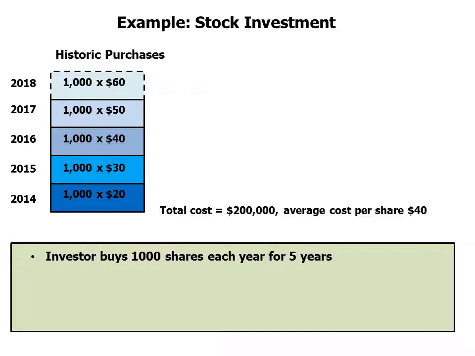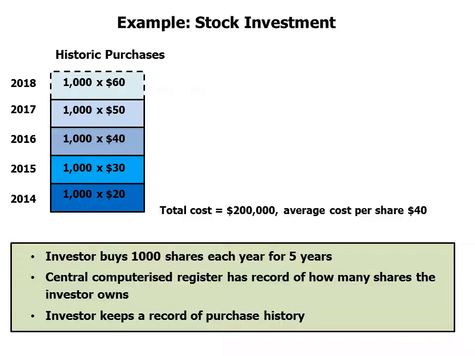The total cost of the 5,000 shares that the trader bought is $200,000, and that gives an average cost per share of $40. So that's 200,000 divided by 5,000. There will be a central computerized register which has a record of how many shares the investor owns. The investor separately will keep a record of the purchase history, but there are no separate certificates for each block of shares which has been bought. These shares are indistinguishable in nature. We cannot tell, if the investor sells one of these shares, which one has been sold in terms of the ones that have been bought.